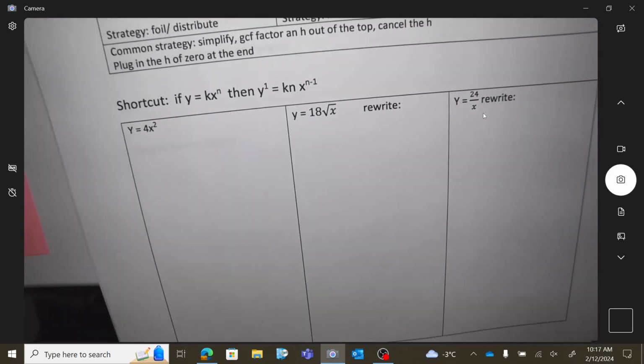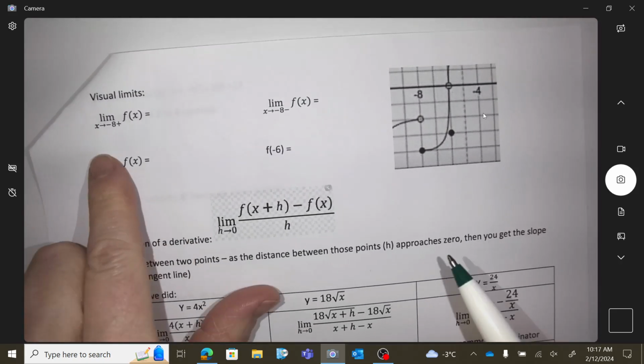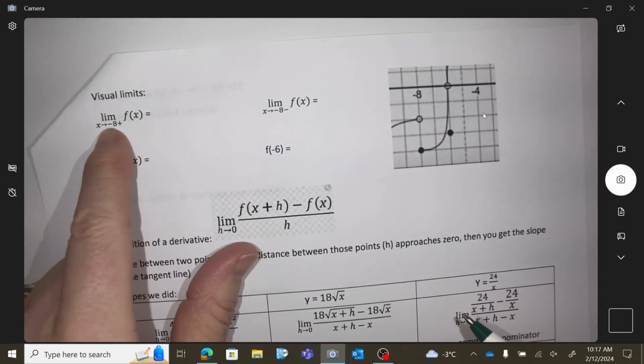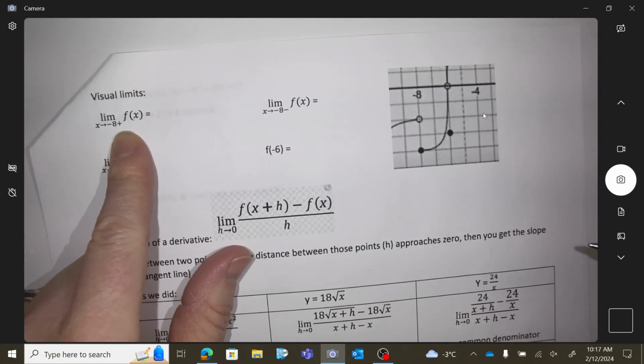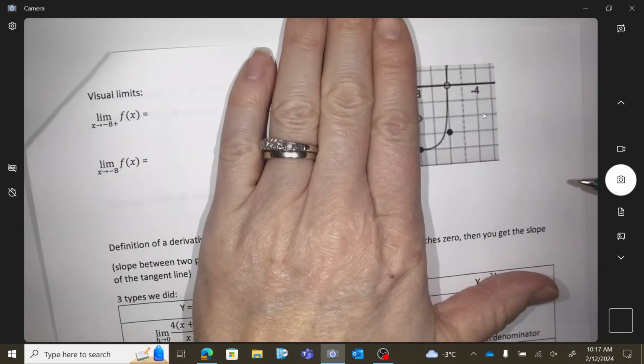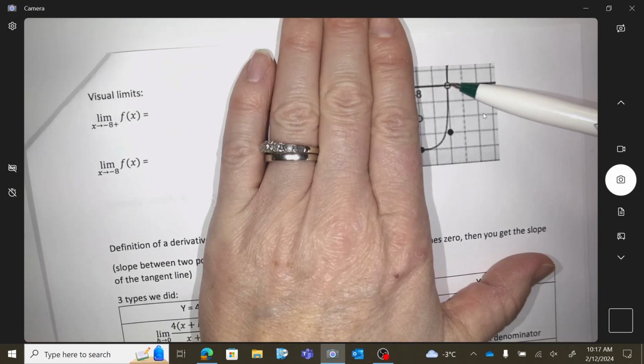Okay, then you're going to have a section with visual limits. So what if we go towards -8 from its positive side? How do you follow the roadway? Just from the positive side. So you don't even look at that path. You head on this road from the positive side.